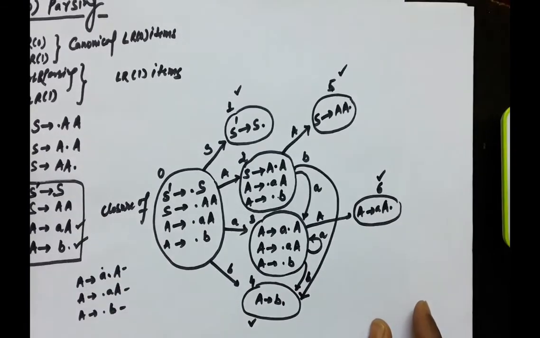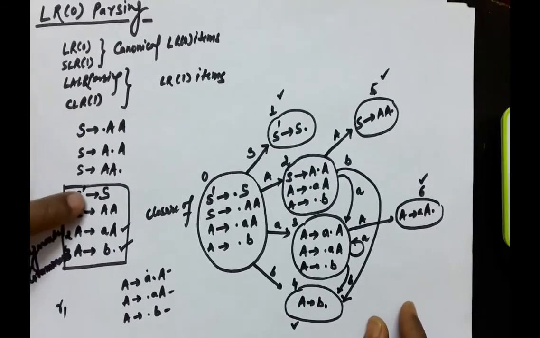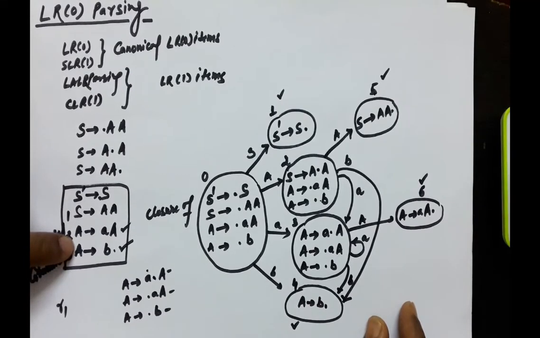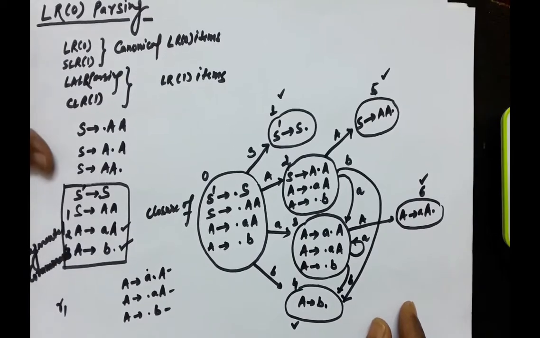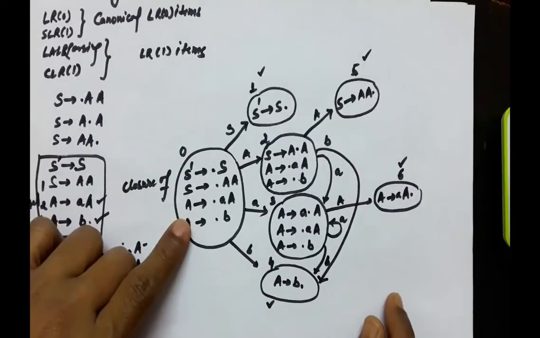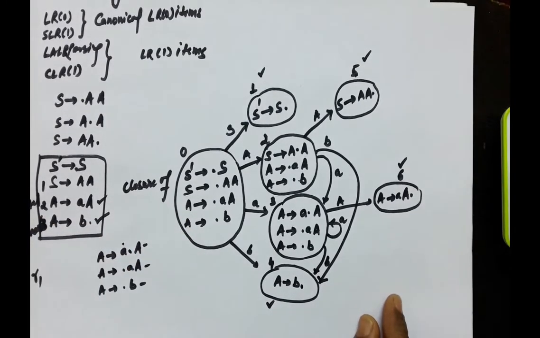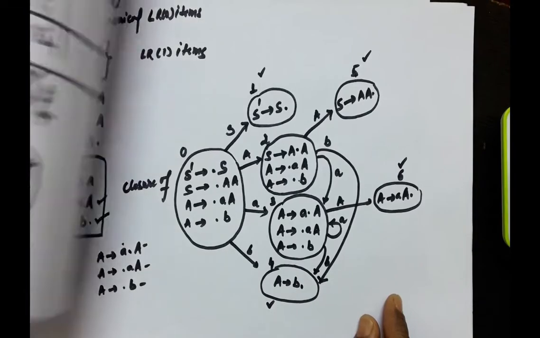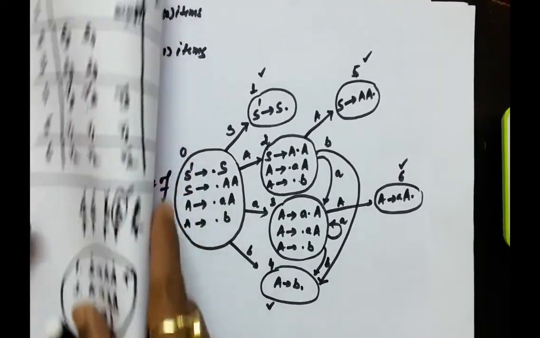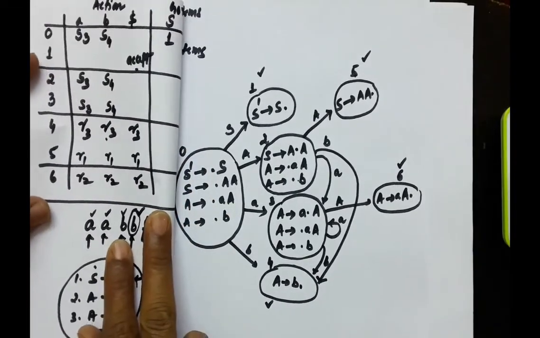So this was the grammar given to us. S produces AA, A produces small a capital A, and A produces B. For this we have computed the LR0 collection of items, the canonical collection of LR0 items. And for making the LR0 parsing table, we were using this canonical collection of LR0 items.